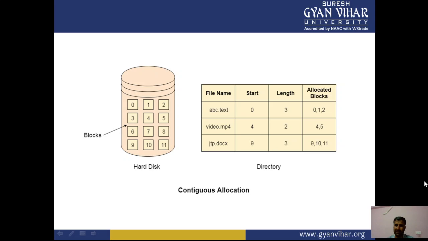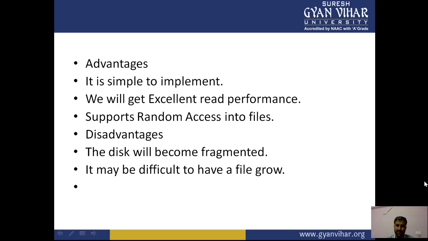At the same time, the starting point is there, so we can easily find out the length, like 3, 4, 5. With the contiguous form, we can easily find out. So, advantage: it is very simple to implement. We will get excellent read performance as well as support for random access into the file. Disadvantages: the disk becomes fragmented. It may be difficult to have a file grow.